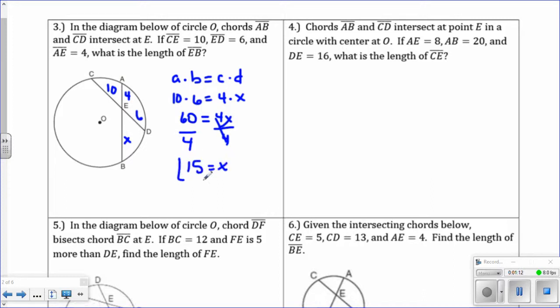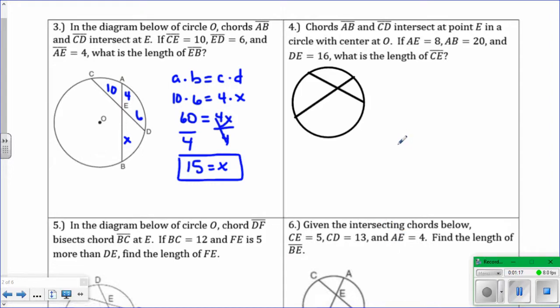Now, for a question like number 4, when you don't have a diagram, you definitely want to draw one, because otherwise it's hard to see what's what. I've already drawn a diagram, a circle, and two chords. It says chords AB and CD intersect at point E, so the point where they cross is E. The measurements might not work out to how it looks in the diagram because we just drew it, but that's okay. AE equals 8.